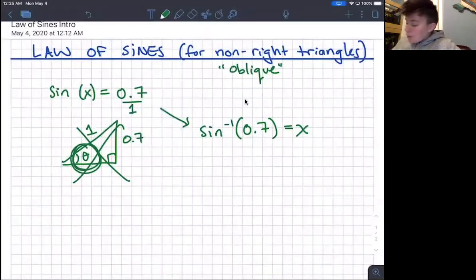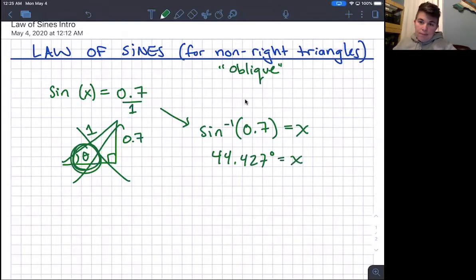Second sine 0.7, and I got 44.427. So what I can do, let me go back to my iPad, I hope. Oh, it was brave to stop in the middle of the meeting. Here we go. So what I can say based on my calculator here is that 44.427 degrees is equal to x. Okay. So I just want to make sure you know how to do that, because you're going to have to know how to do that for much of this stuff.